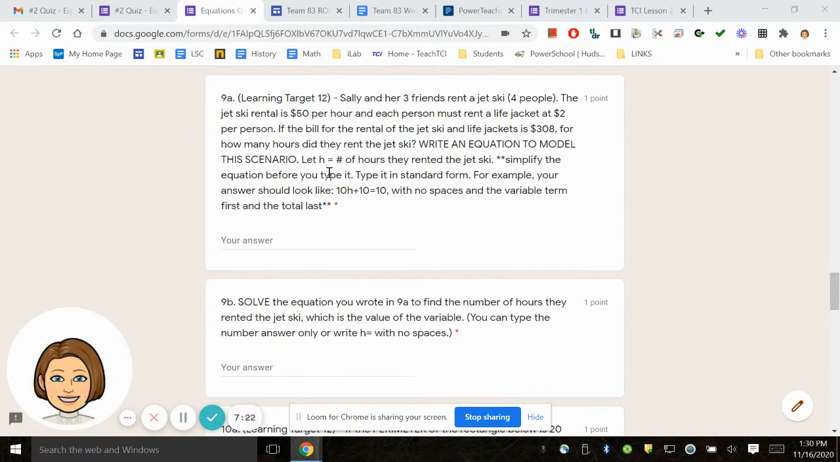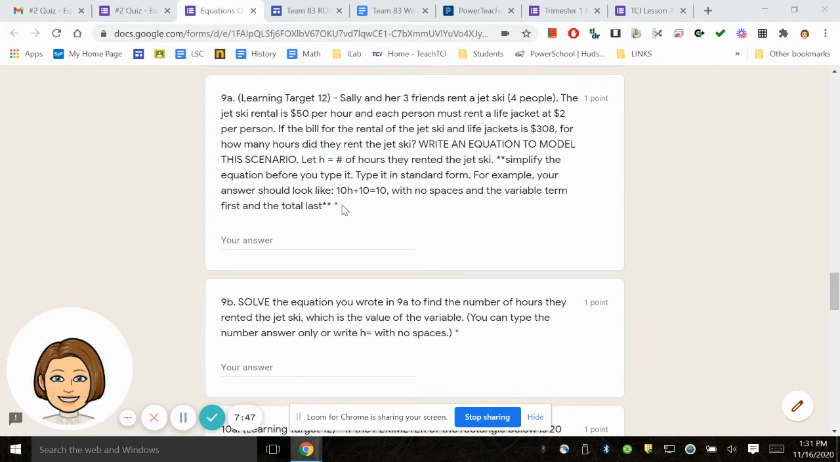If the bill for the rental of this jet ski and life jackets is a total of $308, for how many hours did they rent the jet ski? Okay, so we're looking for how many hours. Write an equation to model this scenario. Okay, let H equal the number of hours they rented the jet ski. Simplify the equation before you type it in. Type it in standard form.